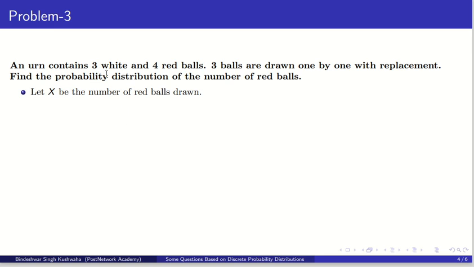An urn contains 3 white and 4 red balls. Three balls are drawn one by one with replacement. Find the probability distribution of the number of red balls. Remember, we need to find the probability distribution of the number of red balls. So let X be the number of red balls drawn. So we have defined the random variable as the number of red balls drawn.